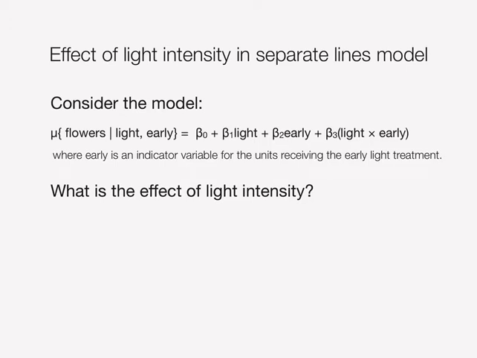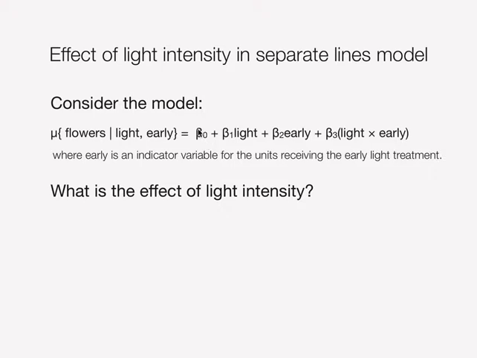So I wanted to show you the effect of having an interaction between a continuous variable and an indicator variable. We saw this with respect to the meadowfoam case study in what we called the separate lines model. I want to show you why this model gives us a different effect for light depending on treatment. So the way we're going to get at that is I've set down the separate lines model here.